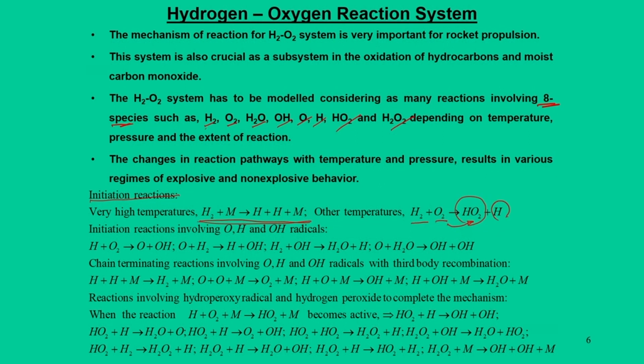So, depending on the temperature, H, OH and O radicals keep on increasing the chain. In particular, H plus O2 can give O plus OH, and in some cases OH can again react with H2 to form water, and O mixing with H2 can give OH.